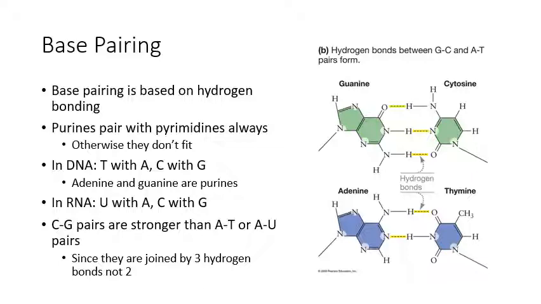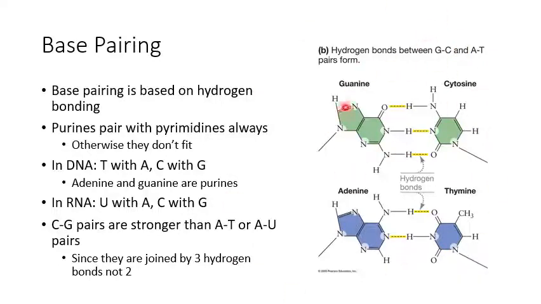So the only way to create a stable secondary structure is if you have a purine paired with a pyrimidine, and then it will fit perfectly. And they're always going to pair in a particular way. So if you have DNA, you will always have thymine pairing with adenine and cytosine pairing with guanine. In RNA, it'll always be uracil that pairs with adenine, and then cytosine will still pair with guanine. And you can see those pairs here.